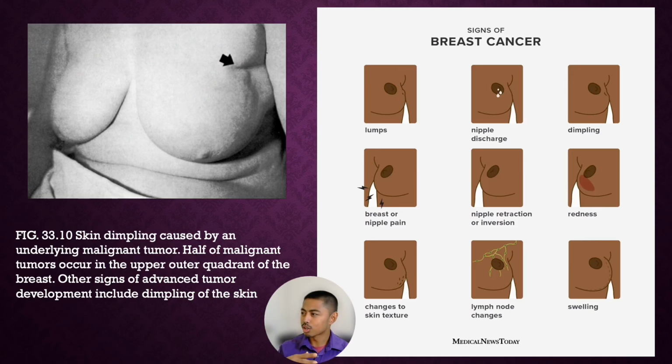And this slide just talks more of the same of what we've already discussed, the different signs of breast cancer with the lumps, the nipple discharge, the dimpling. You'll have some breast or nipple pain, and then the retraction of the nipple. You can see some redness, as well as skin texture changes, so that's important. You'll see lymph node changes and, of course, swelling. And it says here, figure 33.10, half of malignant tumors occur in the upper outer quadrant of the breast, so just remember that.